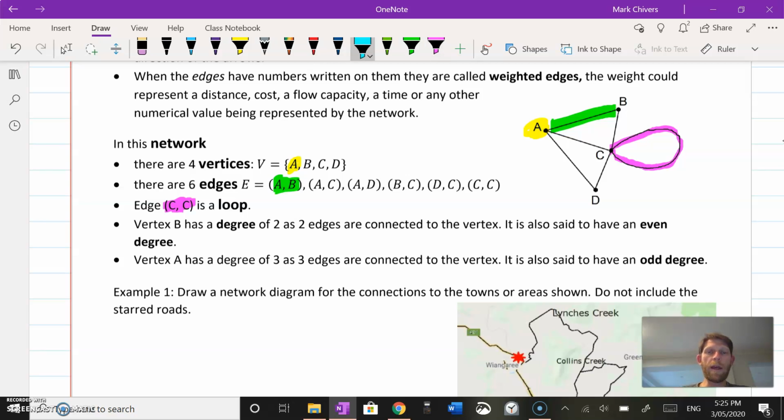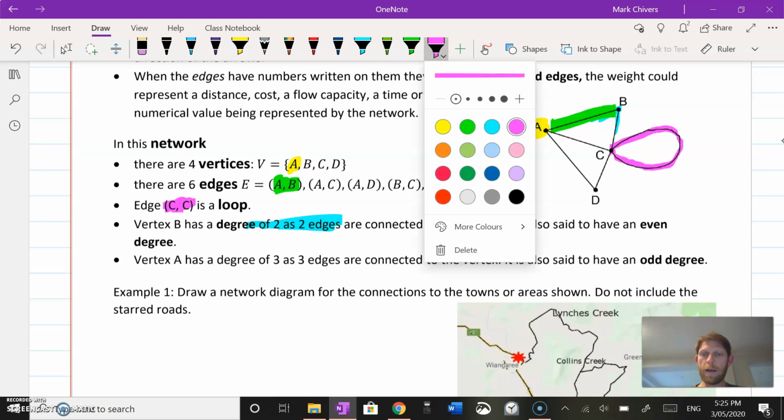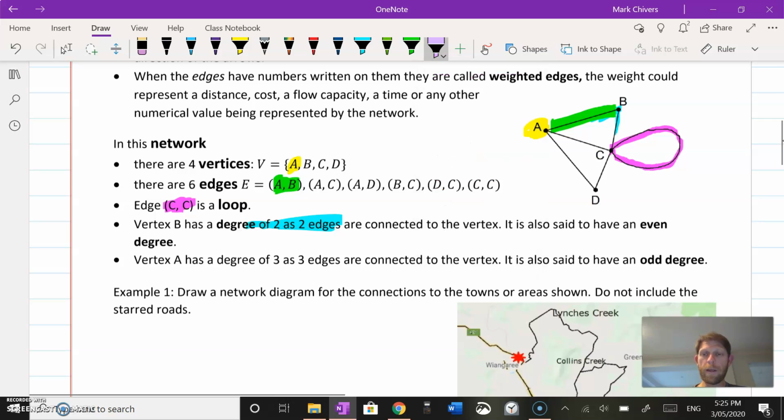So vertex B has a degree of 2, as 2 edges are connected to the vertex. So if we look at vertex B there's 1 and 2 edges that run off it. It also has an even degree because 2 is an even number. Vertex A has 3 edges. So if I just pull up another color here, vertex A, we've got 1, 2, 3 edges, so it has an odd degree.